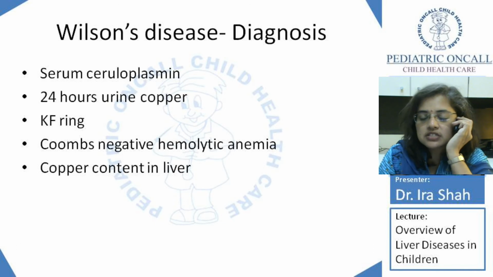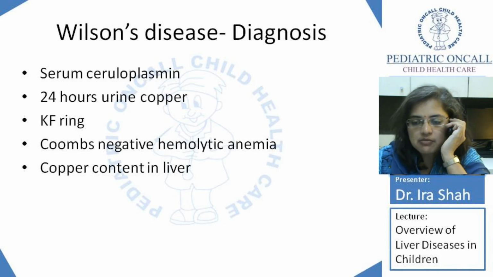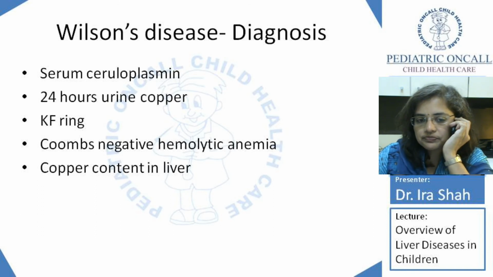We diagnose Wilson's not on the basis of one test but a gamut of tests because there is no 100% foolproof test that will tell us this is Wilson. So we do serum ceruloplasmin, low, 24 hours urine copper, elevated more than 100, KF ring, Coombs negative hemolytic anemia, and we do a copper content in the liver biopsy more than 250 micrograms per gram of liver. The 100% gold standard is doing a genetic test, that is a mutation analysis.